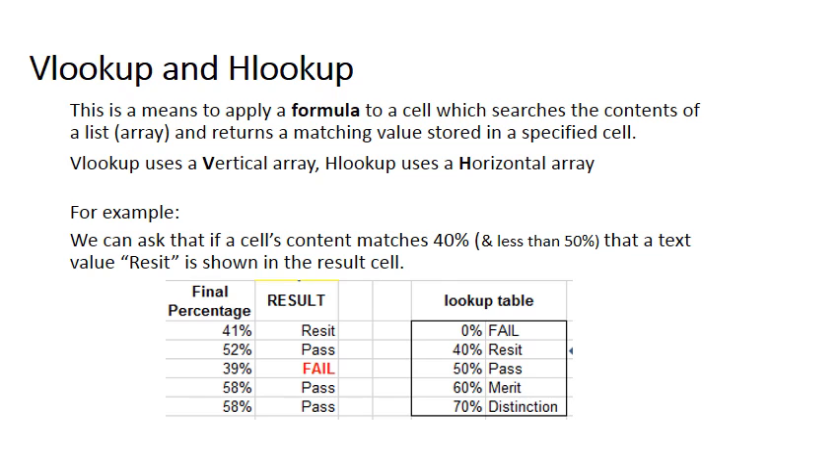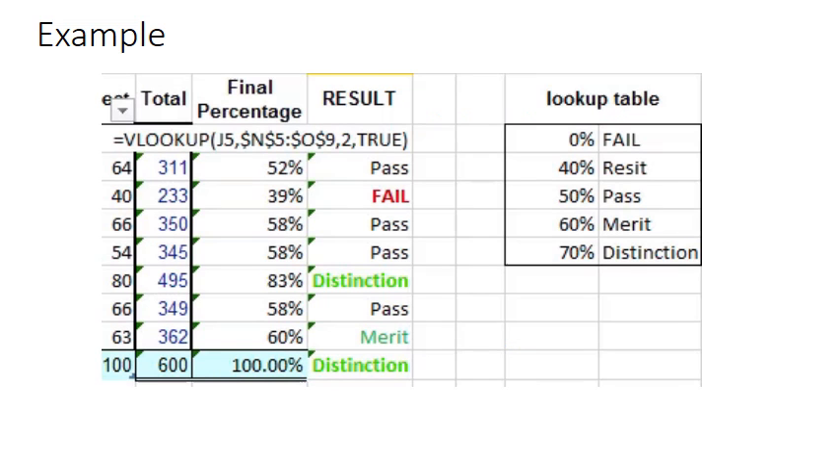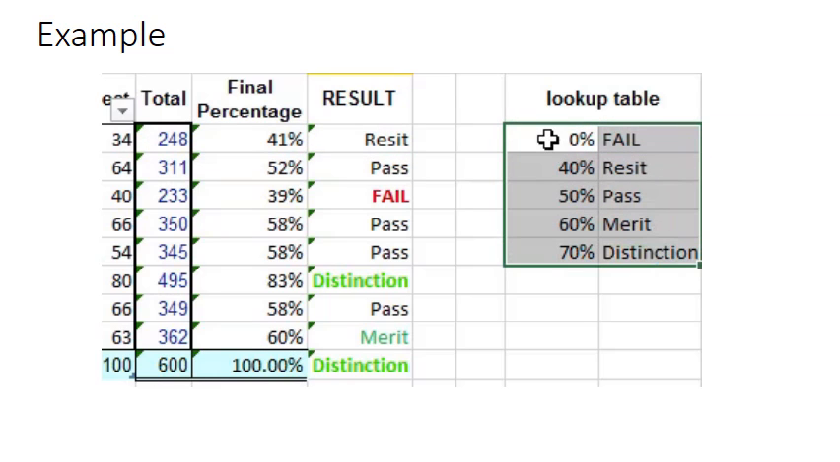For the example below, we can ask if a cell's content matches 40% and less than. In this example, the array is here: two columns with a set of values, 0 to 70%, and a text to be returned: fail, reset, pass, merit, and distinction. If the value of the final percentage award is 41%, the formula will say, here's 40, there's 50. Well, it's not 50, so we'll choose 40 and return reset.